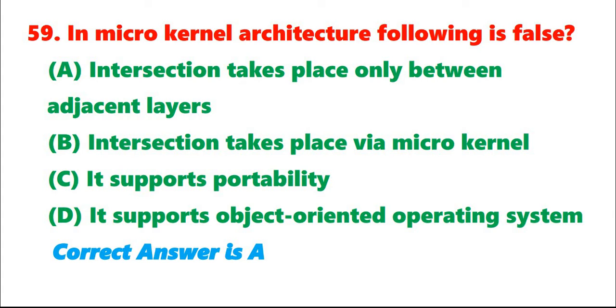59. In microkernel architecture, the following is false: A. Interaction takes place only between adjacent layers. B. Interaction takes place via microkernel. C. It supports portability. D. It supports object-oriented operating system. Correct answer is A.